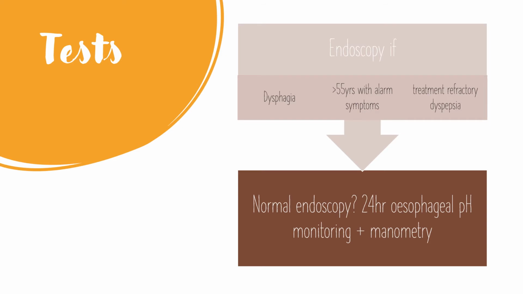If you have a patient with trouble swallowing, so that's dysphagia, or traditional drugs aren't working for them, so that's treatment refractory dyspepsia, then you would do an endoscopy. It will also be done immediately in anyone over 55 years of age with these what we call alarm symptoms, which we'll look over in a bit. After an endoscopy is done, if it is normal, then you can do a 24-hour oesophageal pH monitoring and manometry, which is a test to see if the sphincter is working correctly and assesses its motility.